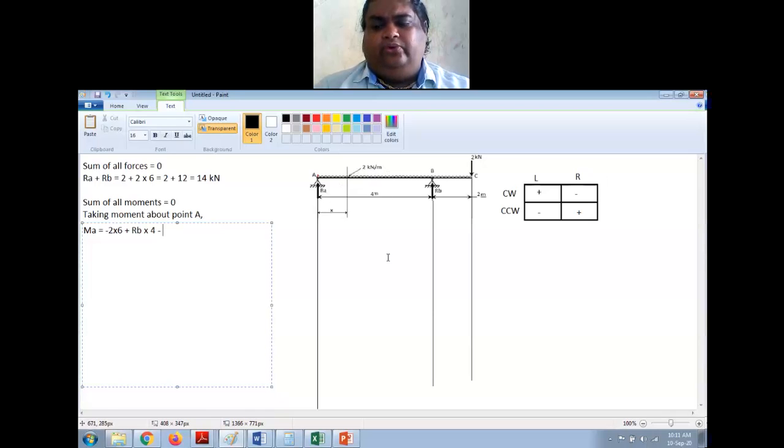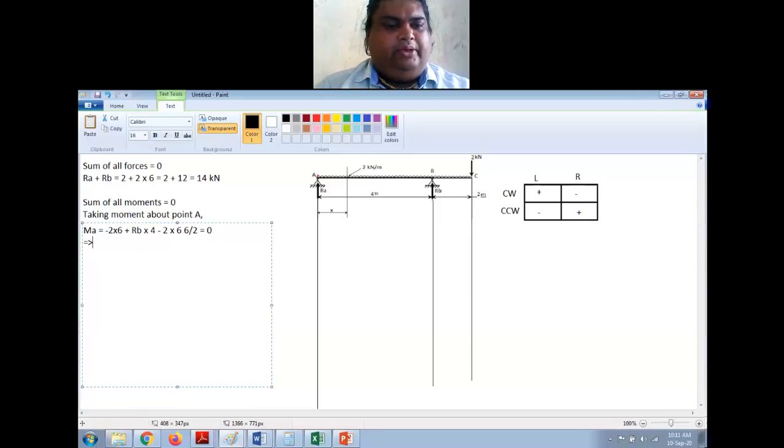The intensity of UDL is 2 kilonewton per meter, into length of UDL is 6 meter, and I assume it to be acting at the midpoint of this entire length. So that will be 6 by 2, right? So when you calculate this, and this is equal to 0, right? This is equal to 0.